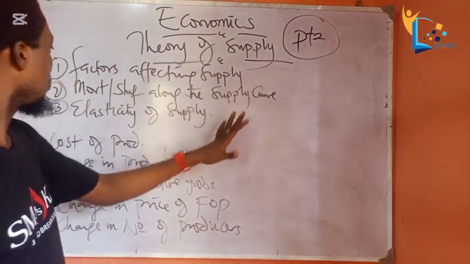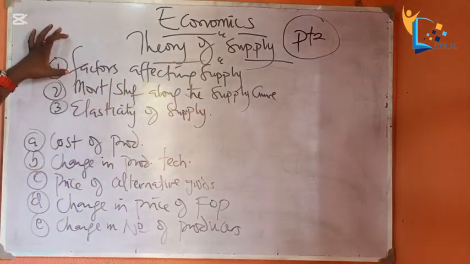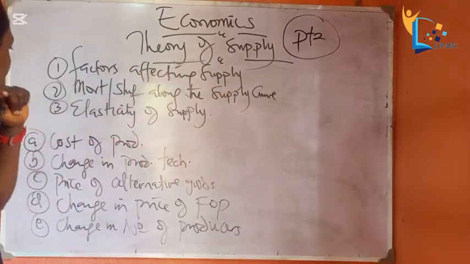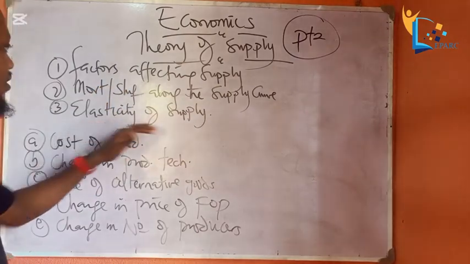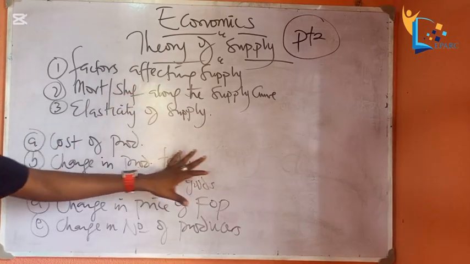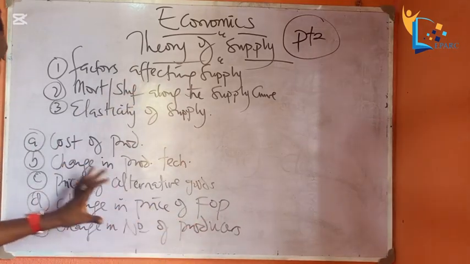So we're looking at part 2. We're going to be looking at the factors affecting supply, then the shifts or movement along the supply curve, and elasticity of supply. Now, I've taken time to write this off cam to save time.